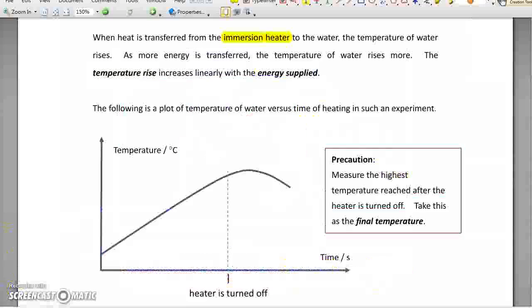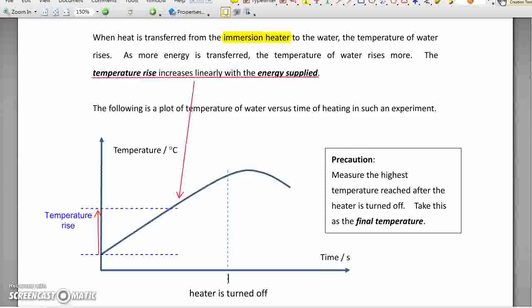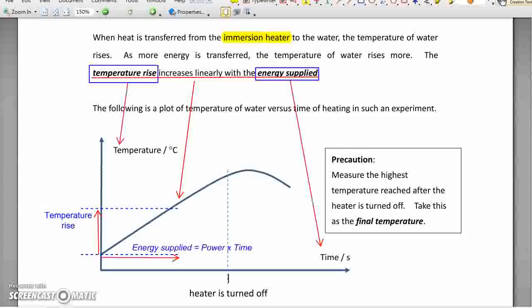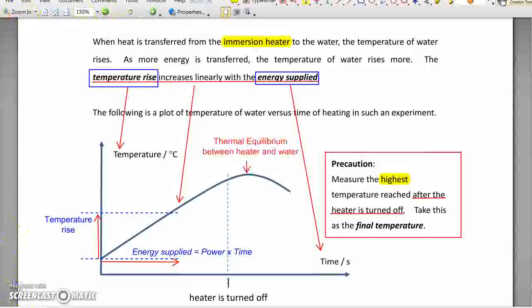And one very important thing when you are using an immersion heater. When an immersion heater is heating some water, for example, we can find that the temperature increases linearly with the energy supplied. As we heat, the temperature increases linearly along a straight line. And what is interesting is, when the heater is turned off, the temperature keeps rising. Why? Because the heater is still hotter than the water at the time when you turn it off. So it takes time for thermal equilibrium between the heater and the water. That's the end of the video.